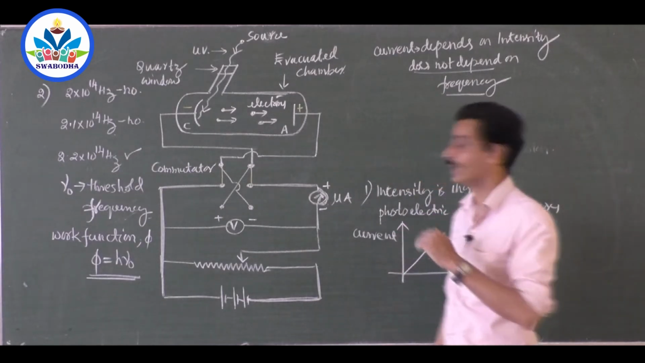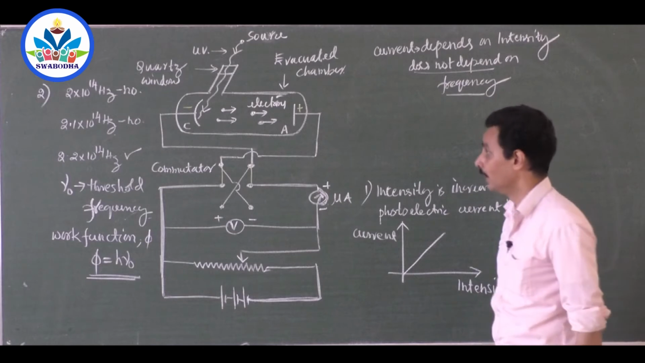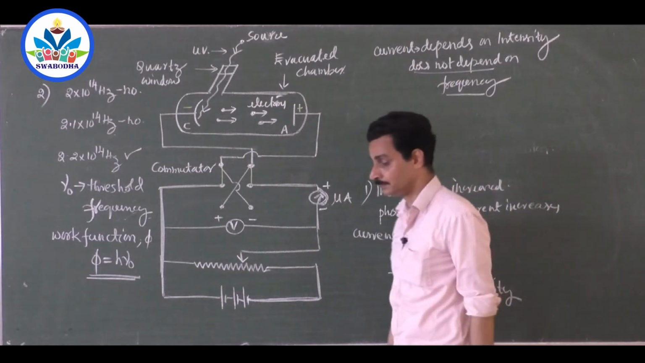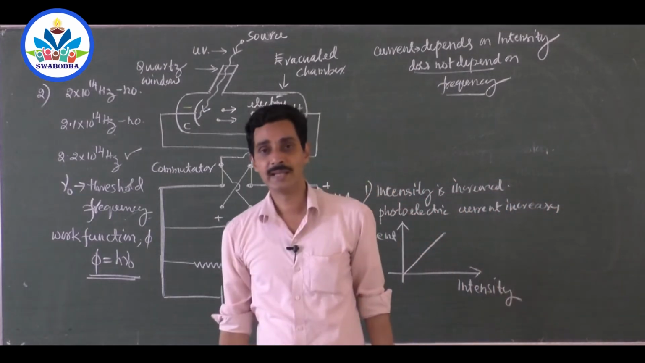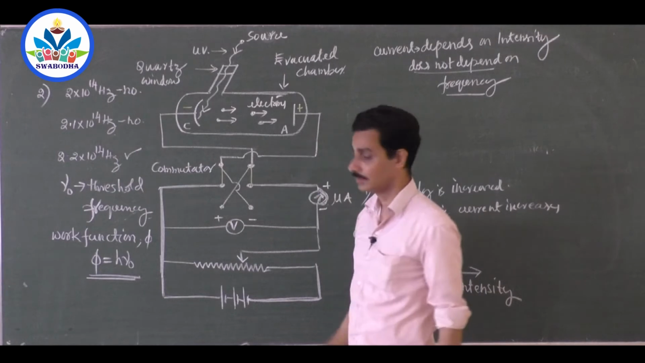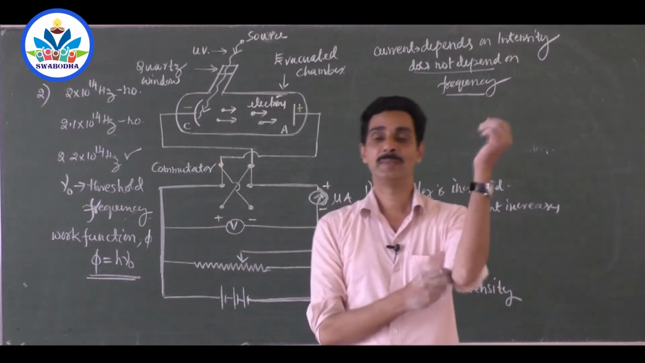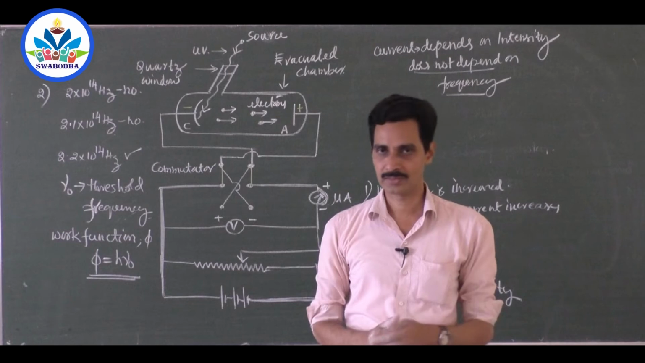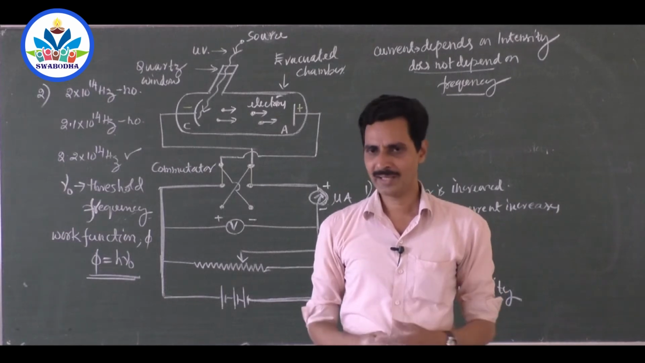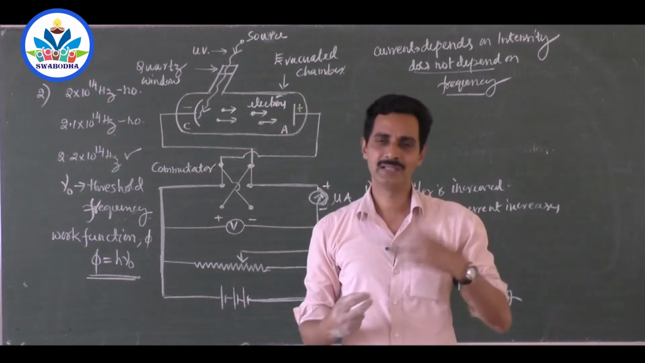Okay, now they went for one more experiment. Electrons have come out and these electrons have started moving towards anode, and now I want to see whether these emitted electrons have energy or not. It is simply like, I can give you the answer now only. How did Einstein explain it?